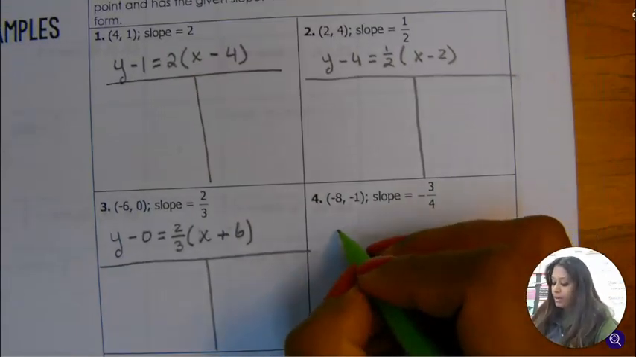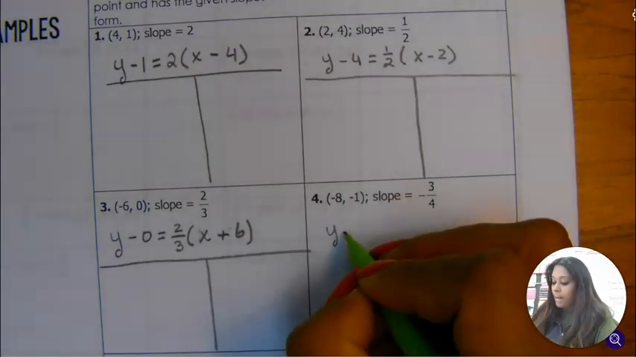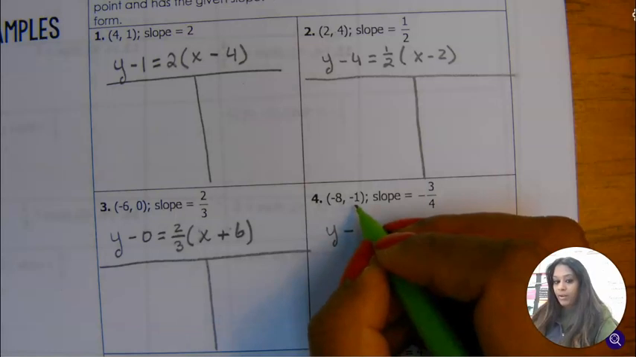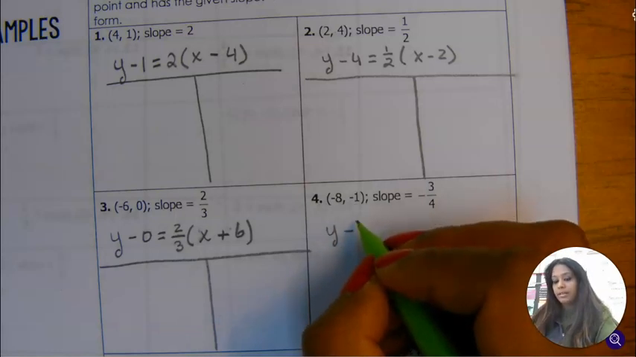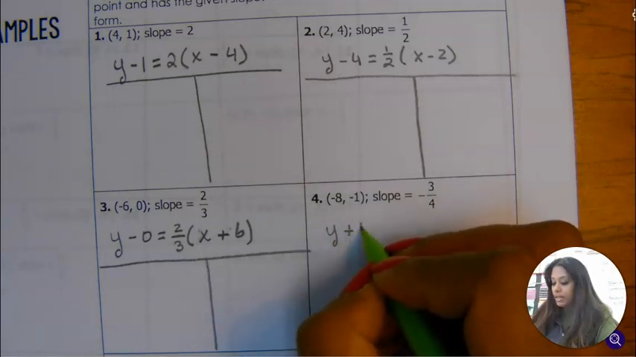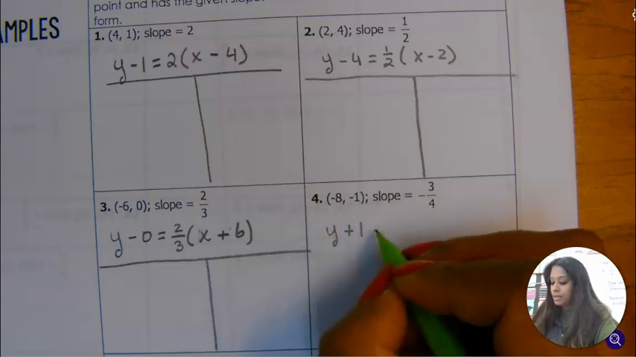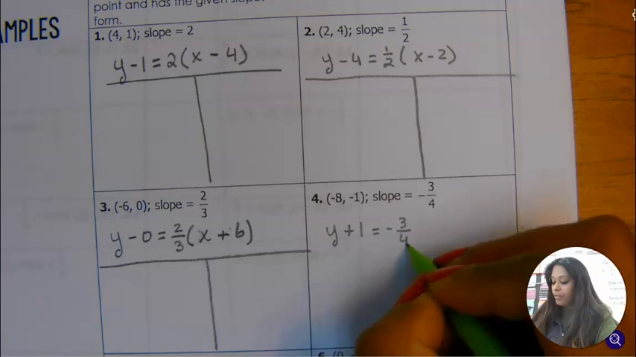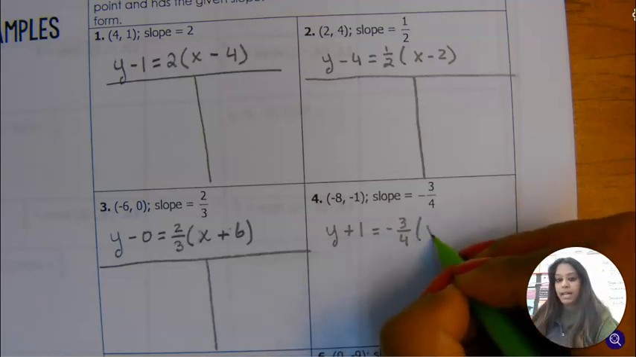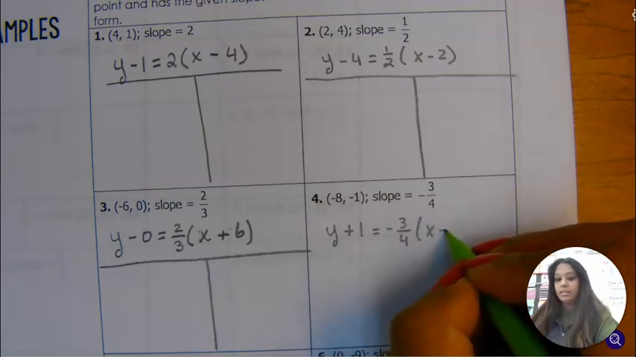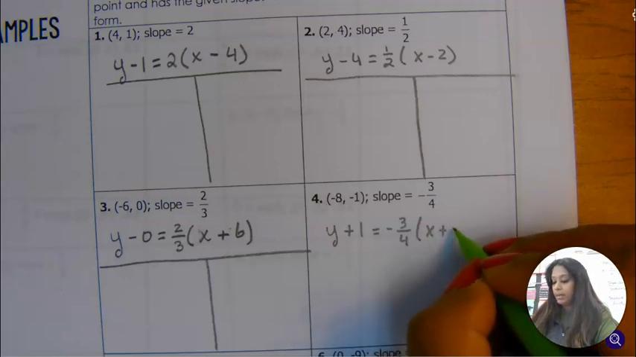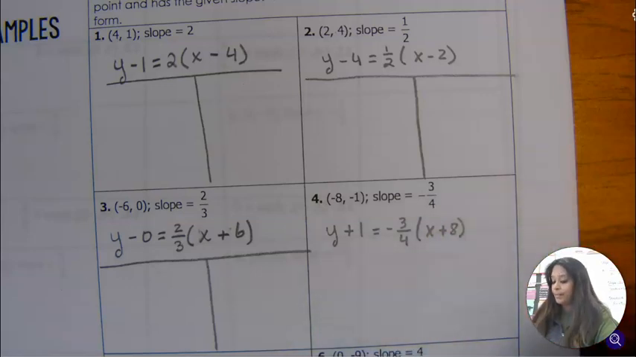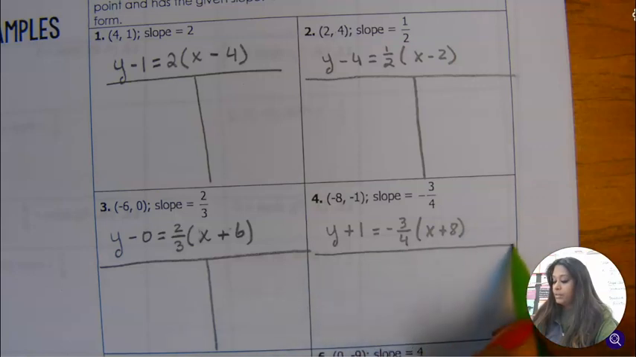And then right here, so you have y minus the y coordinate, minus negative 1. I'm just going to make that positive because minus minus is positive, equals negative 3 over 4 times x minus negative 8. I'll just make that a positive 8. Okay, and then we'll do both the forms for that.